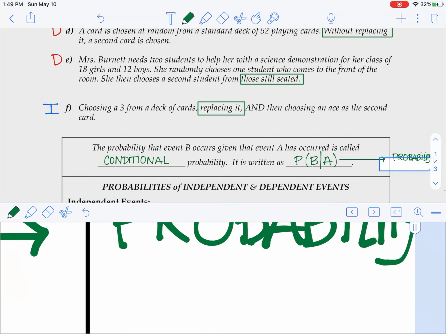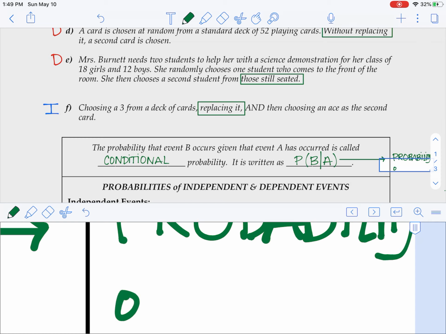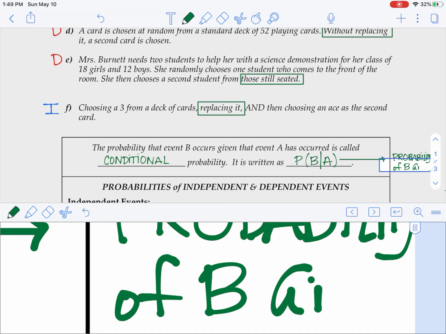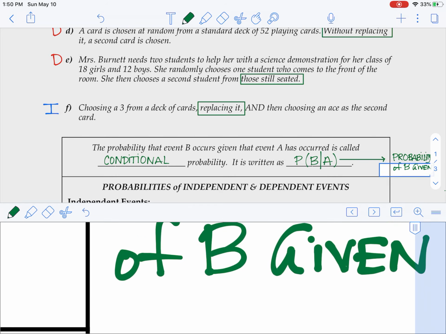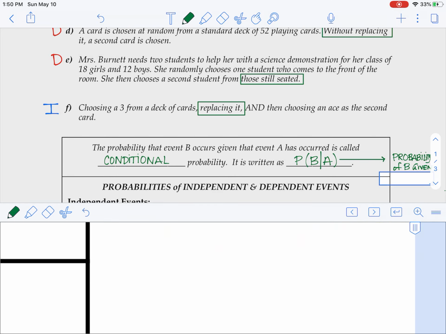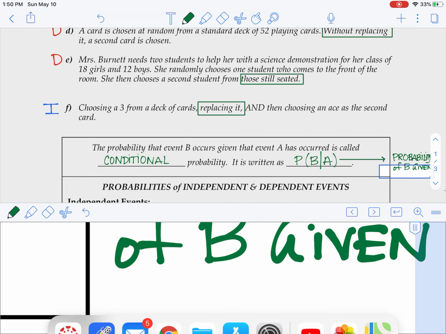So you have the probability of B given A occurred. So that's kind of how you read this.